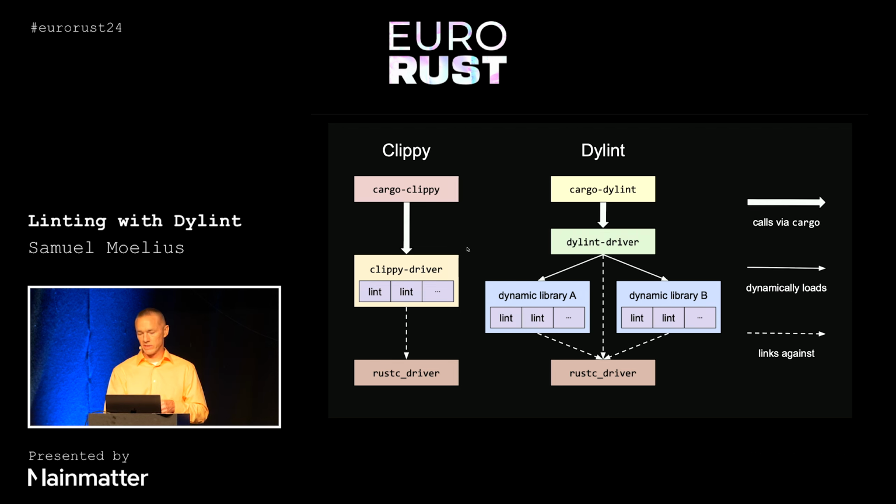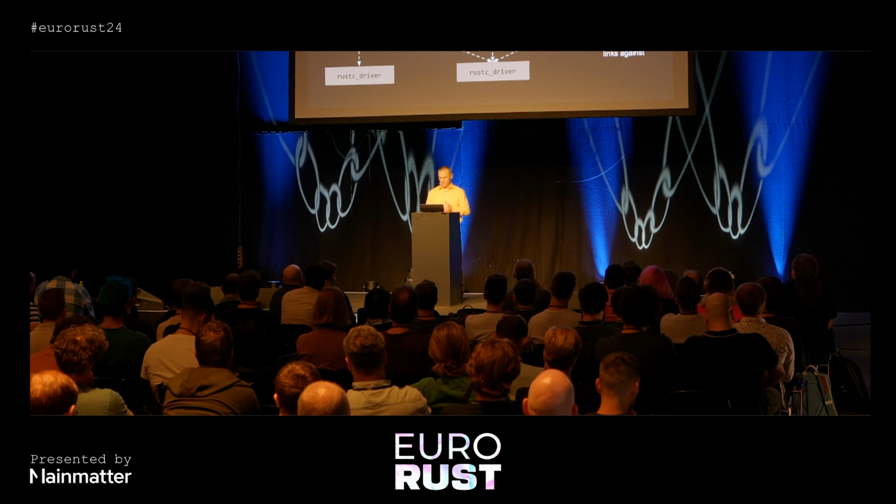Dylint works similarly. You run the cargo Dylint command from the command line. Cargo Dylint launches a second binary called Dylint driver, which also wraps the Rust compiler in the sense that it dynamically links against rustc driver. And Dylint driver loads the dynamic libraries that the user has named on the command line and says to rustc driver, would you please, in addition to running the lints that you would normally run, run these lints within these dynamic libraries that I have loaded.